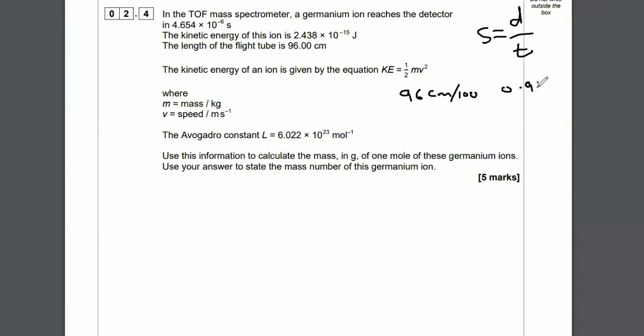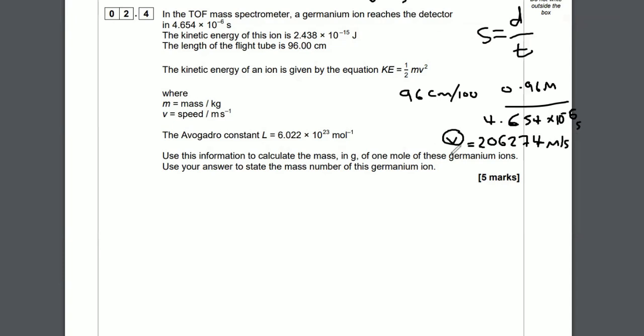We've got 96 centimeters. We want to divide by 100 to get 0.96 meters. We want to divide that by the time, which is 4.654 times 10 to the minus 6. Now that is going to give us the velocity or the speed. I would keep the numbers in your scientific calculator. I'm going to shorten things down so they fit on my page. 206,274 meters per second, that's the velocity.